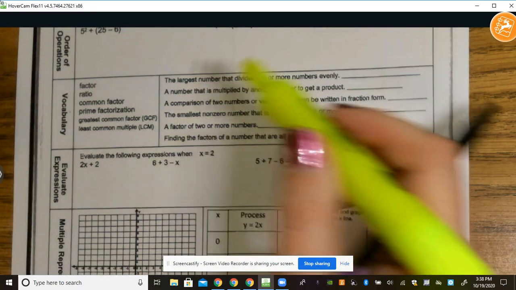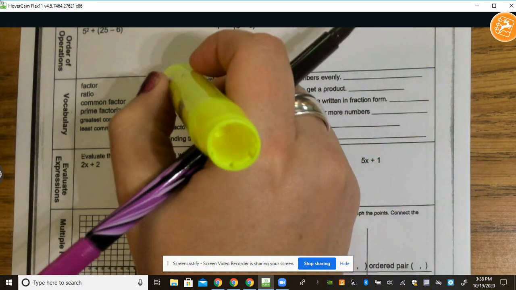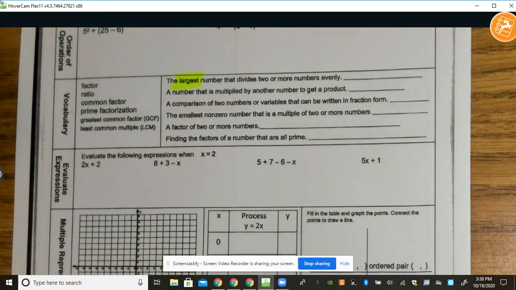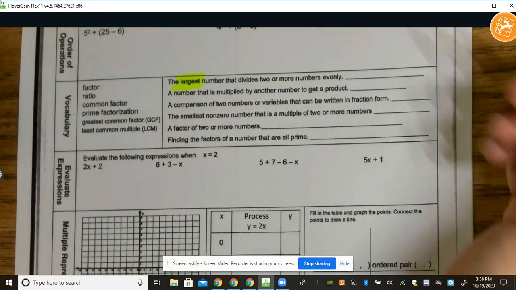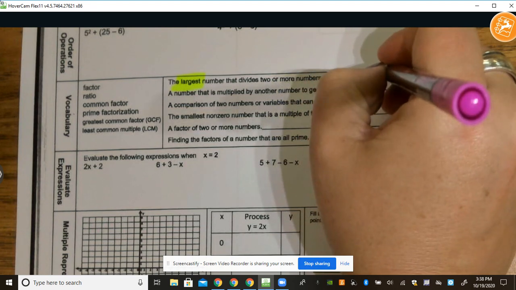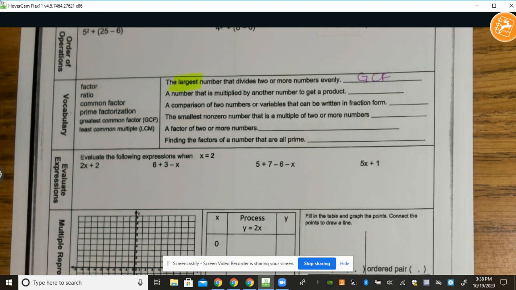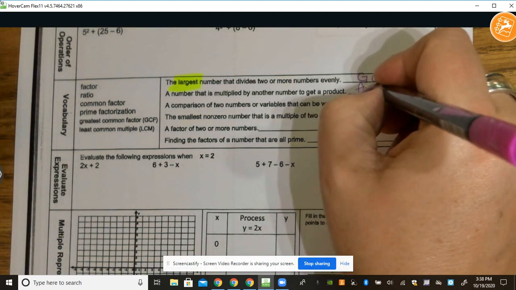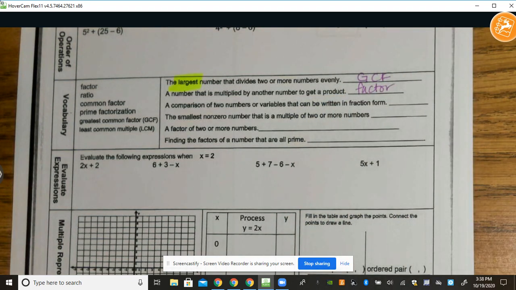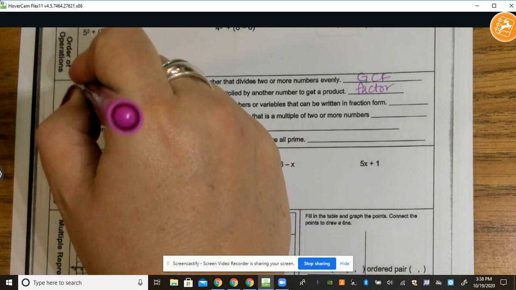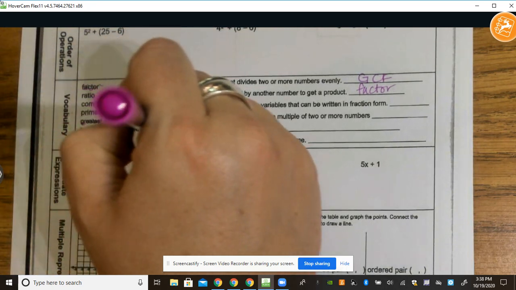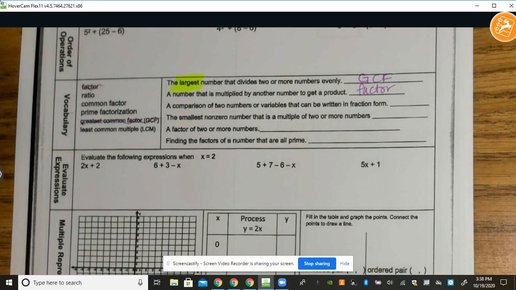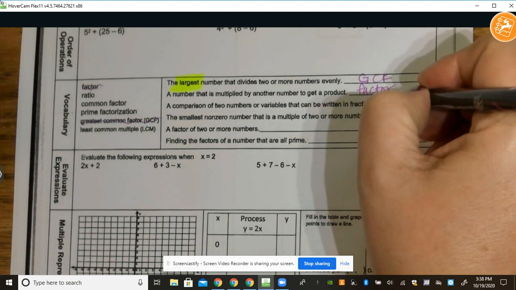So the largest number, the keyword here is largest, number that divides into 2 or more numbers evenly, that is your GCF, greatest common factor. A number that is multiplied by another number to get a product, that is a factor. A comparison, let me just erase them real quick. A comparison of 2 numbers or variables that can be written in fraction form. This is what we call a ratio.